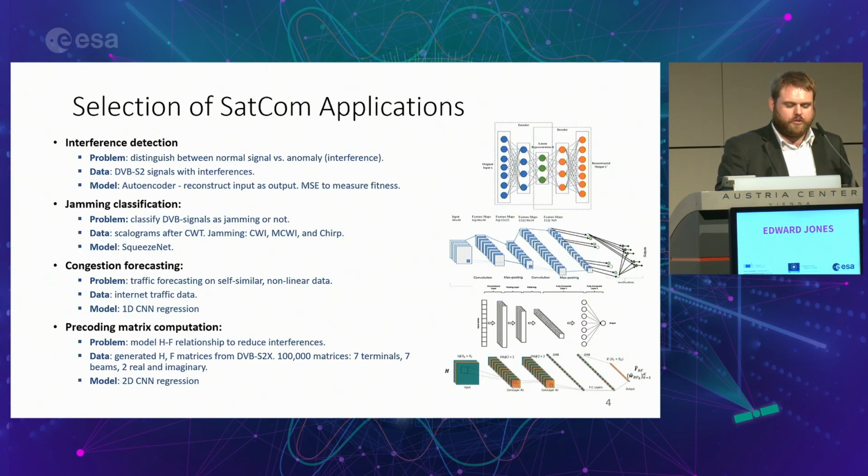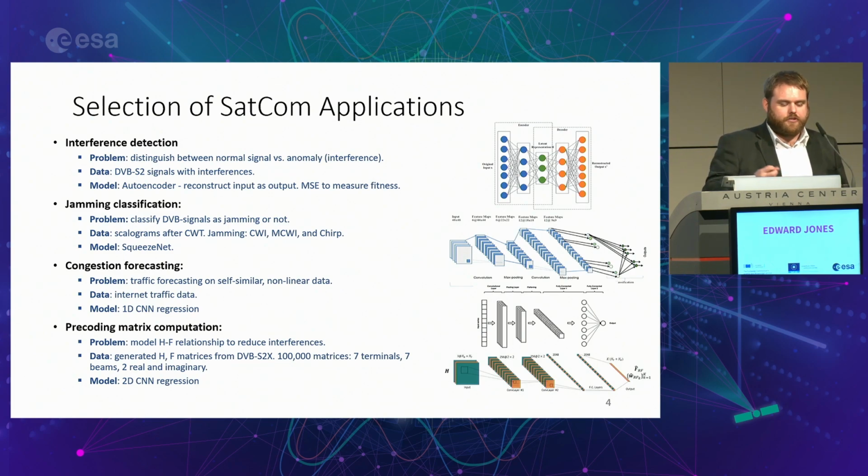And so going to the applications, what we tried out using neuromorphic computing on, there were 4 main tasks. So we've got interference detection and jamming classification, which are both about identifying disturbances in satellite communication signals. In the case of interference detection, that is just seeing whether there is some natural interference. In jamming classification, it's identifying deliberate interference.